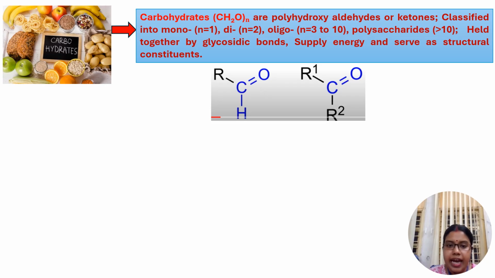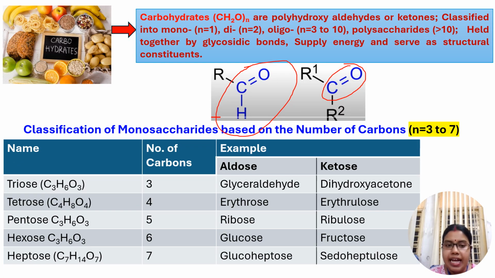So it is polyhydroxy. Why is it called a polyhydroxy aldehyde or ketone? Because the aldehyde group or the keto group is present, and multiple hydroxyl groups are present in the carbohydrate. All this part we already described in the last lecture.